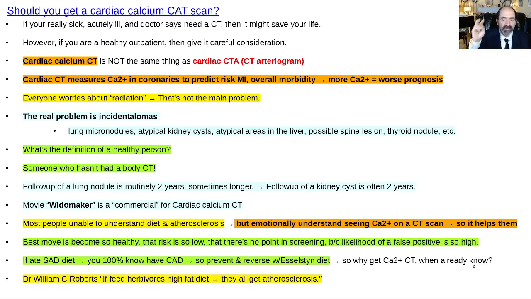All right, if somebody's really sick, acutely ill, and a doctor says get a CAT scan, yeah, you bet it could potentially save your life. I'm not talking about all CAT scans here. I'm talking about cardiac calcium CAT scans.